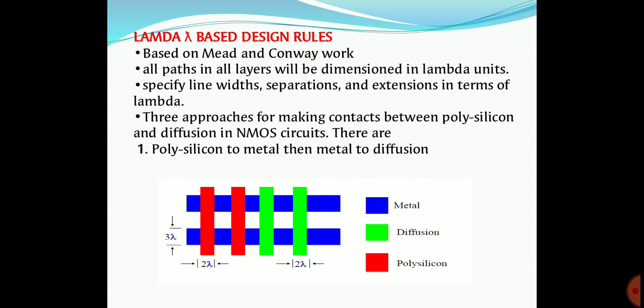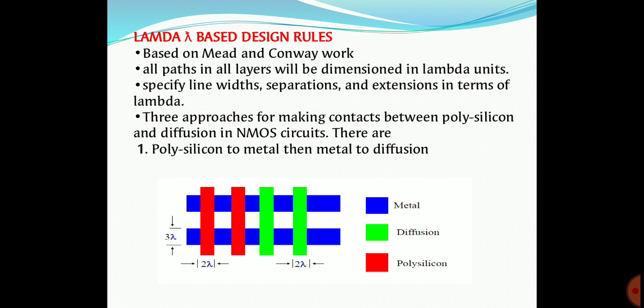There are three different approaches for making contacts between polysilicon and diffusion. The first is polysilicon to metal, and then metal to diffusion. Here the metal is shown in blue color, diffusion in green color, and the polysilicon in red color. This is one way to implement making contacts.